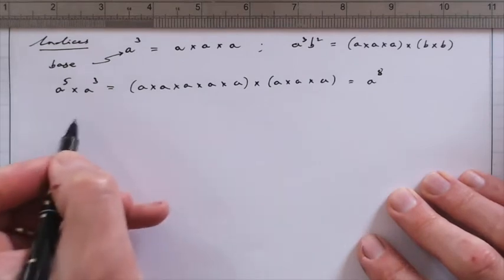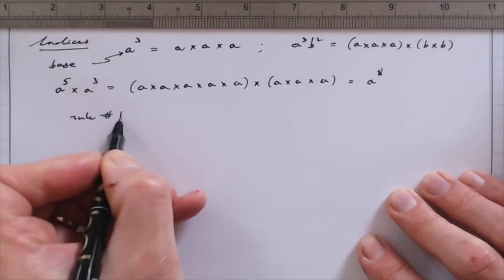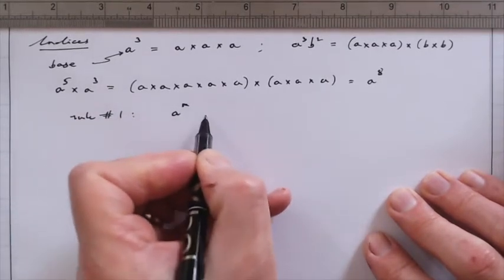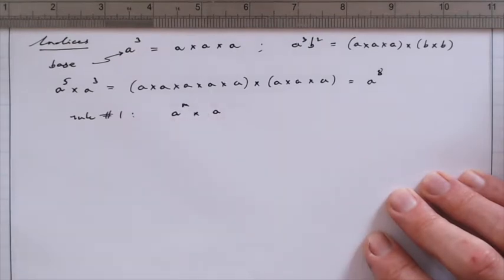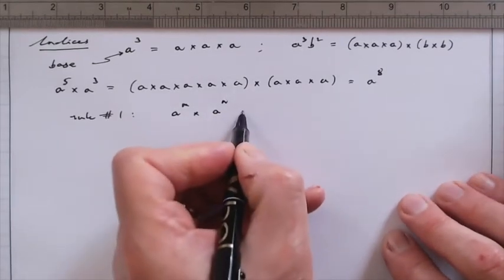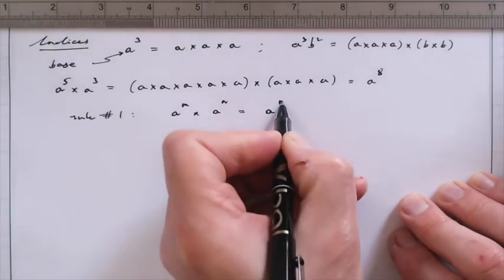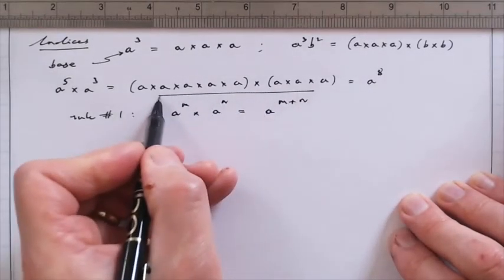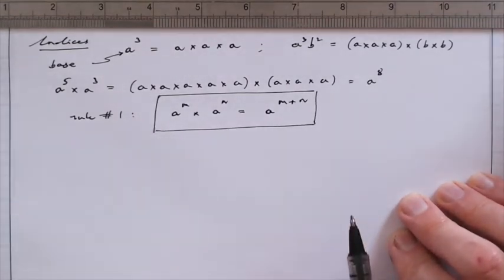So we have our first rule, let's call it rule number 1, which is that if we have this base raised to a power m, and we multiply it by that same base, it has to be the same base, raised to a different power n, then we can write it as a base raised to the power of m plus n. A very important and useful rule.